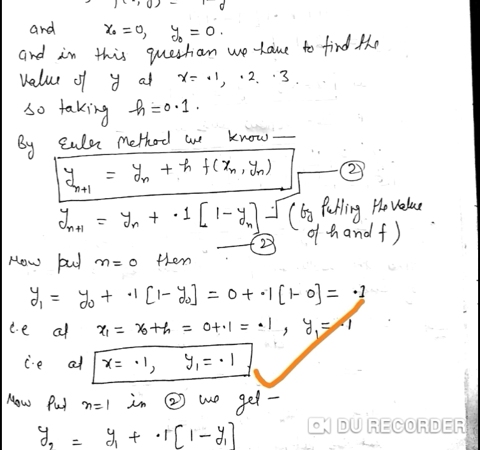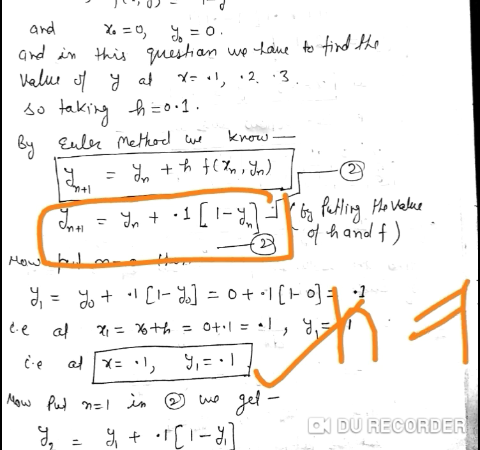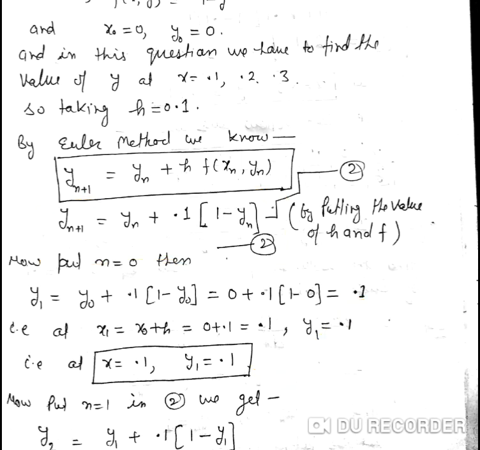Now come to the second value. तो इस वाली इक्वेशन में n इज इक्वल टू 1 पुट किया. जब n इज इक्वल टू 1 पुट करेंगे तो वी गेट y2, तो y2 इज इक्वल टू y1 प्लस 0.1, क्योंकि h की वैल्यू 0.1 है, 1 माइनस y1, जहाँ पे पहले yn था वहाँ पे y1 आ जाएगा.